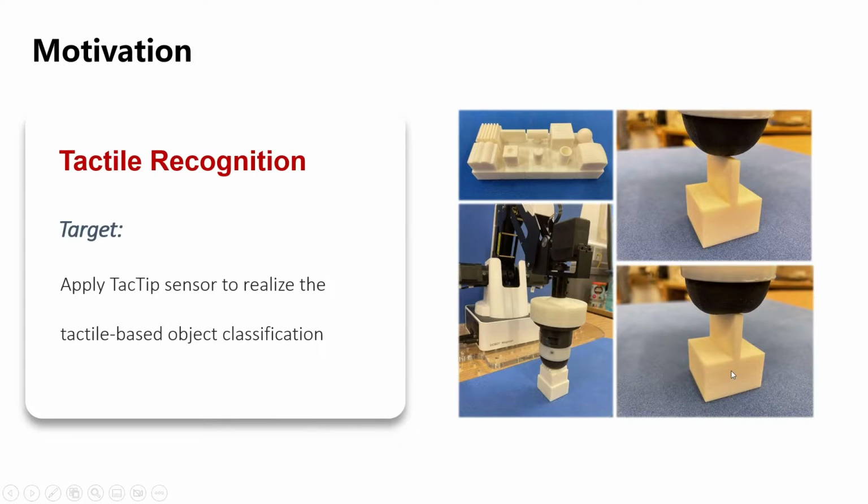Vision should be the most popular way for a robot to do recognition and perception. But sometimes the vision-based method may become quite challenging due to view occlusion or poor light conditions. So tactile perception could be an alternative option for the robot to explore the environment. Our basic target is to apply the tactile sensor to object classification, and 10 different 3D printed objects are used for the data collection.